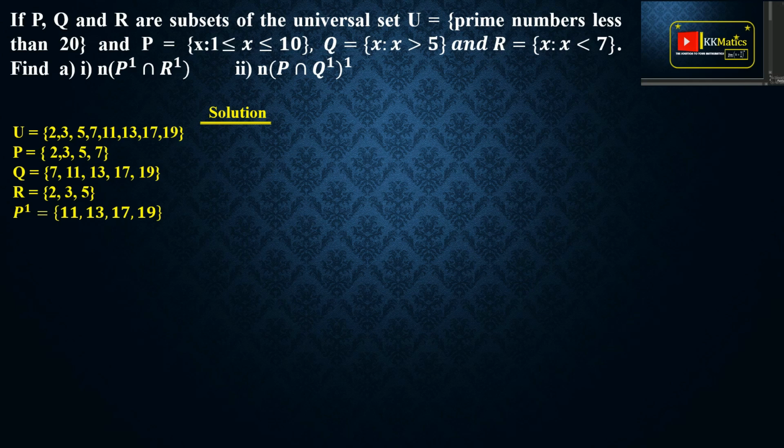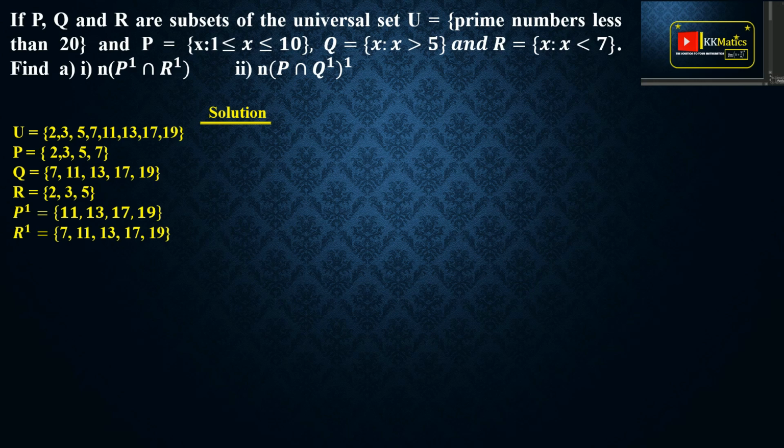The next to find is R complement, which also means what are the elements that are not in R but that can be found in the universal set. So we know that these numbers here are the elements of the set R. The ones that cannot be found in R are 7, 11, 13, 17, and 19, and that's what we've written there.